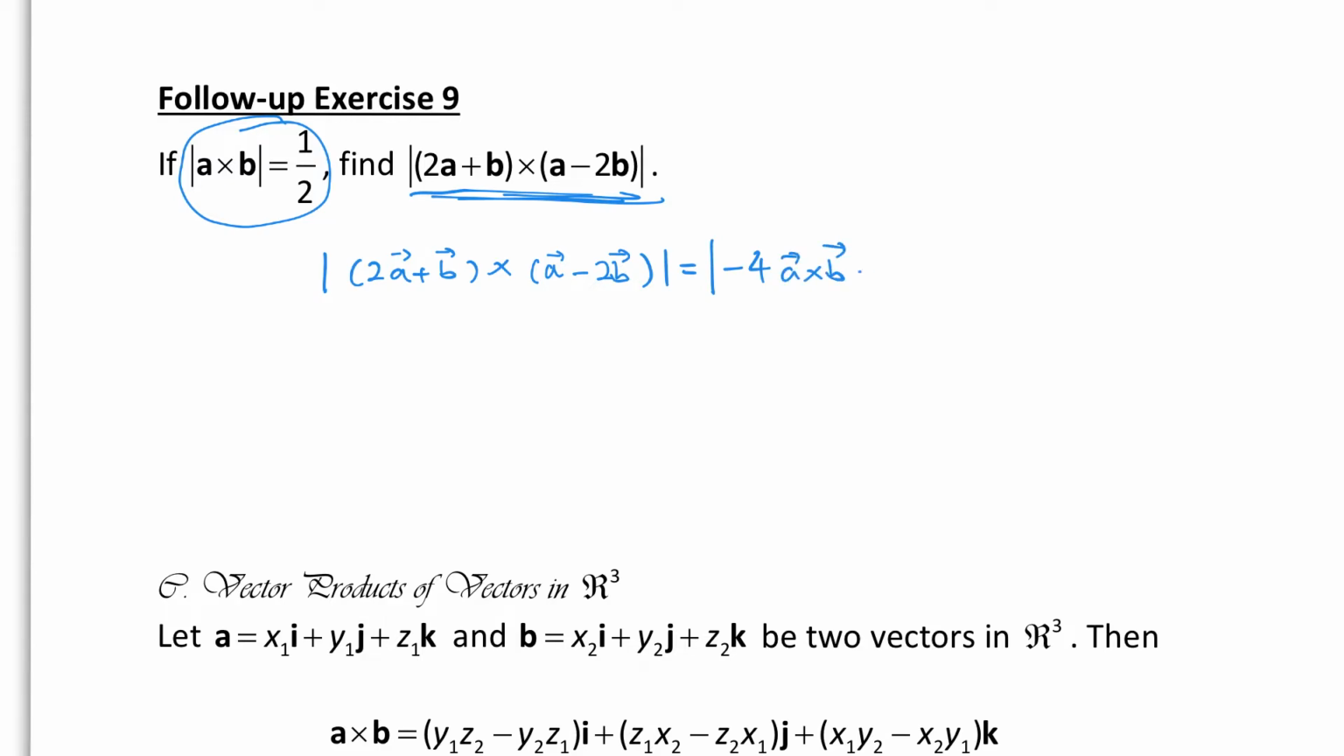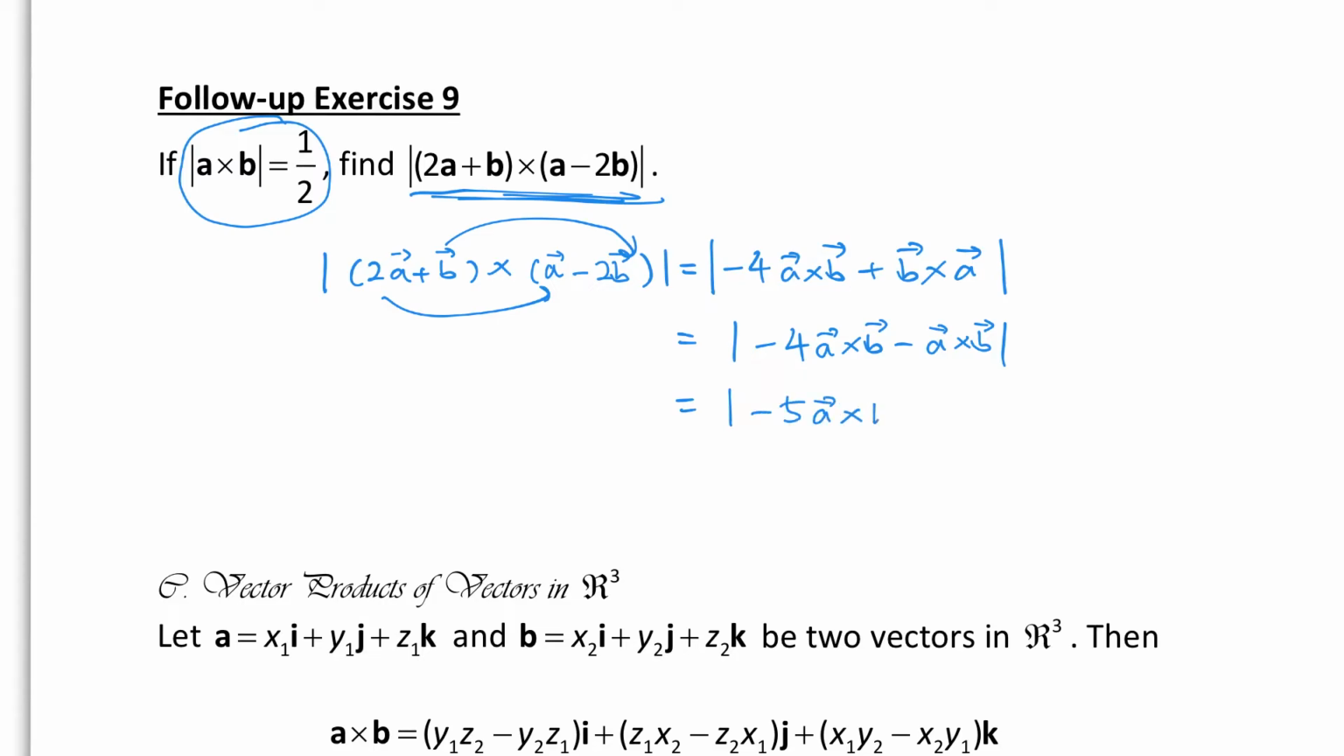because A cross A is equal to 0, so this is equal to negative 4 A cross B, and then plus B cross A plus 0. Okay, because I know this one is equal to 0 and this one is equal to 0. So, and then simplify it, which is equal to negative 4 A cross B minus A cross B, which is equal to negative 5 A cross B.